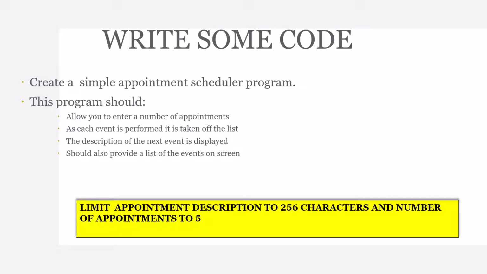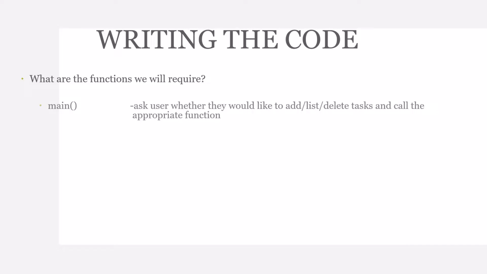But how do we write this code? So let's look at the functions that we would require. The main function would ask the user whether they would like to add, list, or delete tasks, and call those appropriate functions. Add task would loop while the task entered is not null and the list is not full. Remember, our list essentially would be an array capable of holding 5 tasks or 5 appointments.